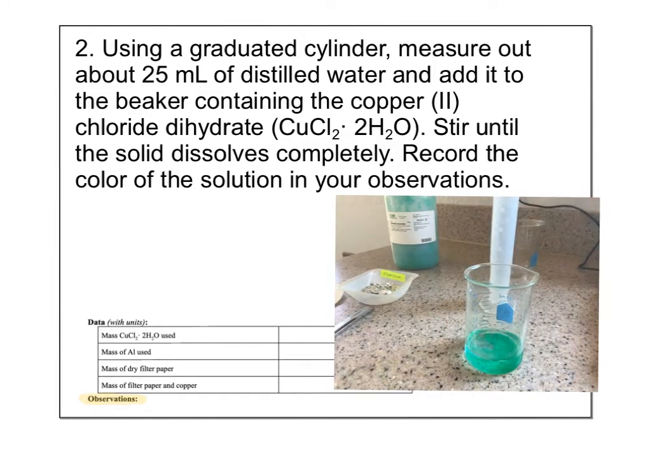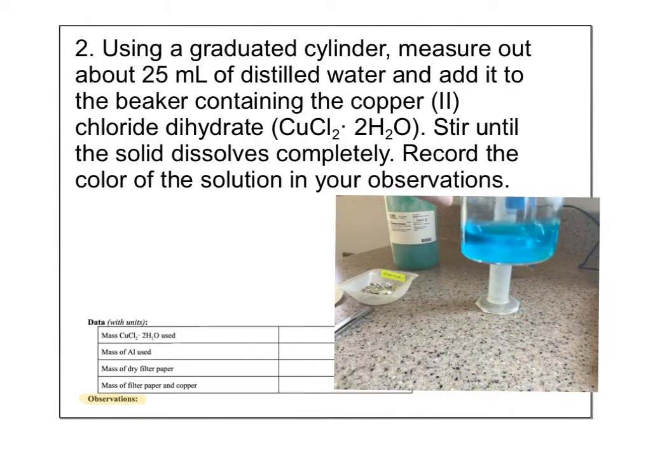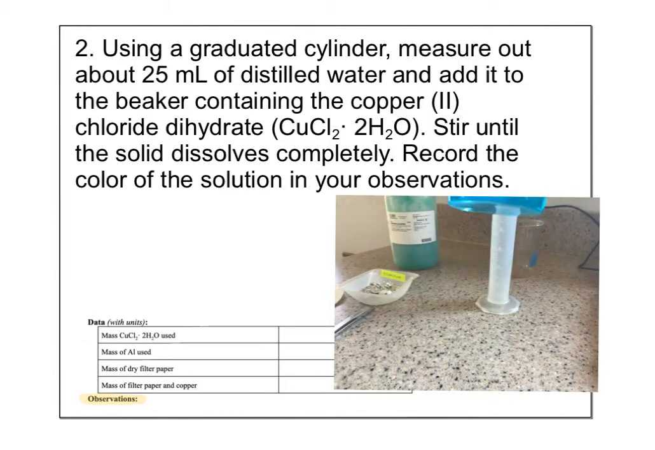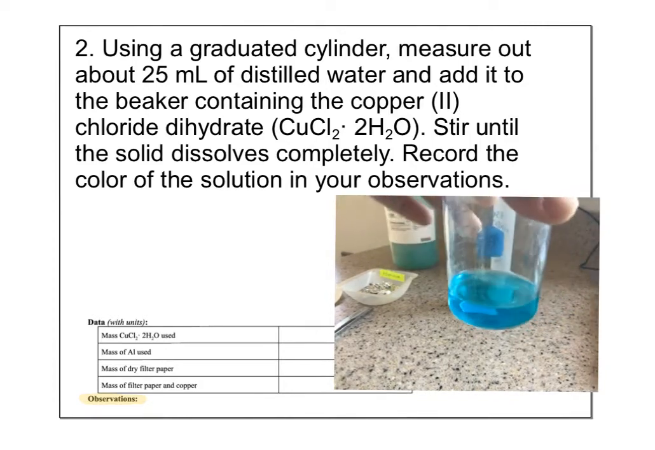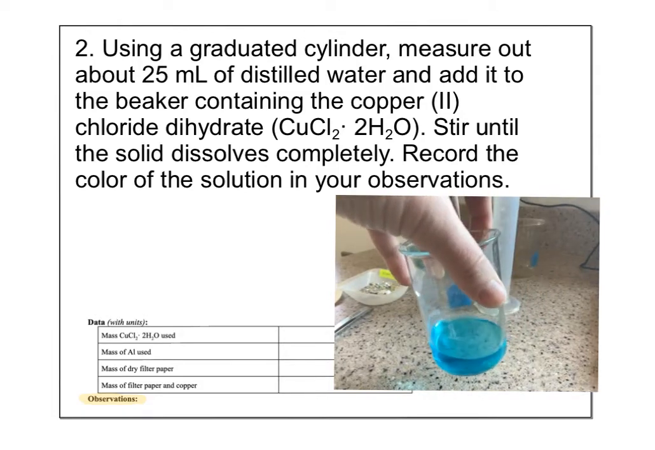And it says stir until the solid dissolves. So I got my glass stir rod. And while I'm stirring, it says to record your observations of what this dissolved chemical now looks like. So underneath the data table, there's room for you to write observations. There you go. That's where you're going to put your observations.